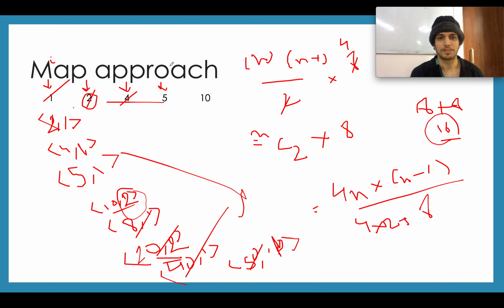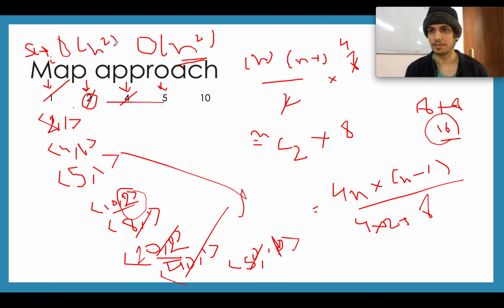The time complexity of this approach, since we are using two loops for generating the products, is order of n square, and the space complexity is the number of distinct products possible in the map, which will again be of the order of n square. Thanks for watching the video, and let's code it up.